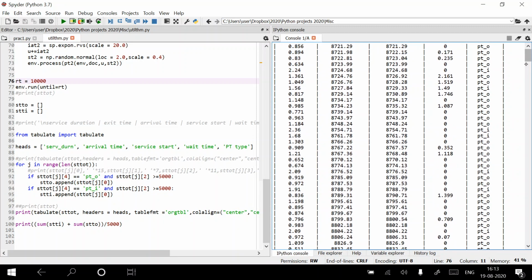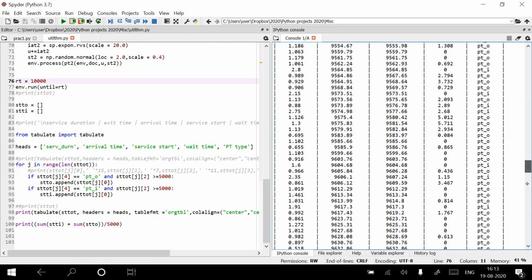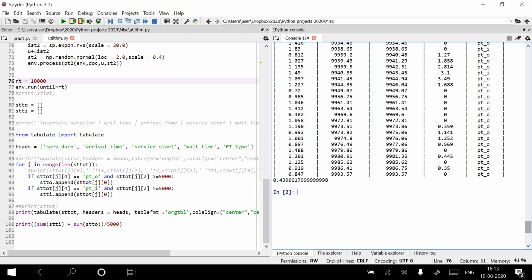One second. So, and of course, I'm also interested in the utilization, which is what I'm capturing here. So there's a 43% utilization of the doctor. Okay. So you have to also define what are the output parameters or the outcomes that you're interested in.